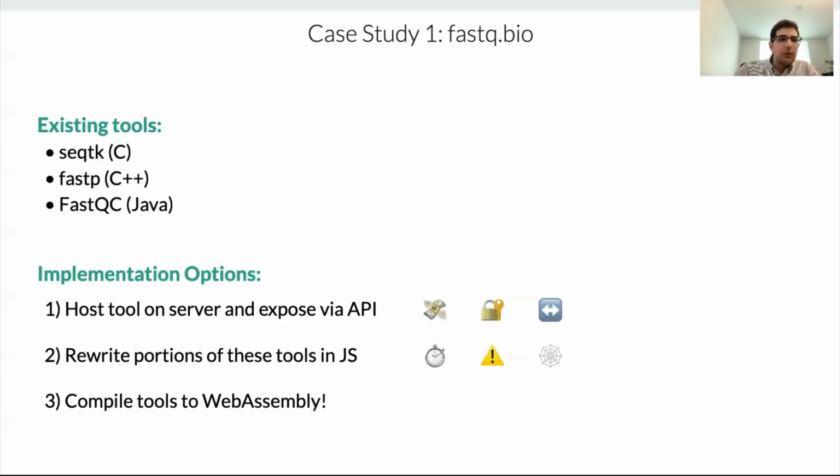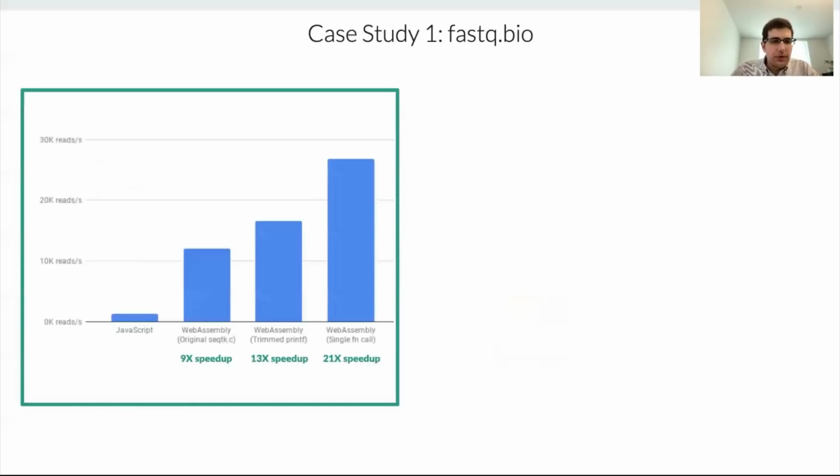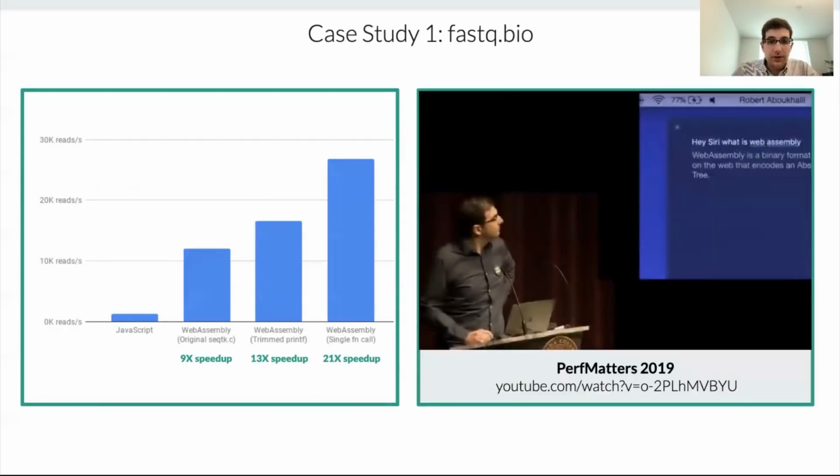But what's interesting here is also that on top of the code reuse that we got, we also saw some performance improvements. We were actually able to speed up the app by 20x by switching to WebAssembly from our JavaScript implementation. So if you want all the details for this, you can check out my Perf Matters 2019 talk on YouTube.